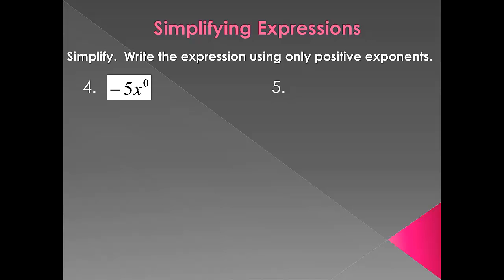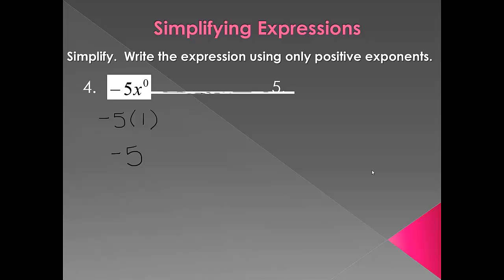So for number 4, I have negative 5x to the 0 power, or negative 5 times x to the 0 power. This would be negative 5 times x to the 0 power. Anything to the 0 power is 1. So x to the 0 power would be equal to 1. So I have negative 5 times 1, and negative 5 times 1 is negative 5.